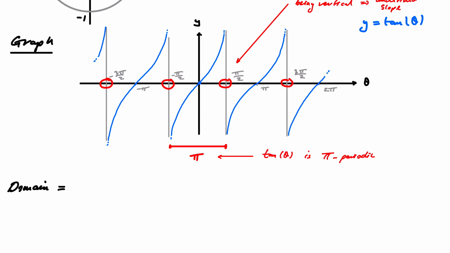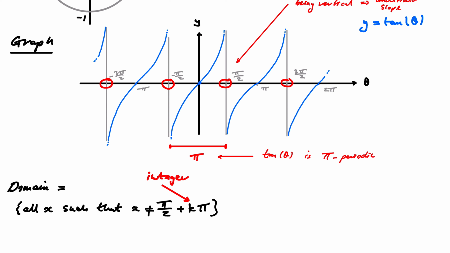So this would be all positions, so all x such that x is not equal to pi over 2 plus k pi. It's a bit of a mouthful, isn't it? So k is an integer. So for example, pi over 2 is just there, plus pi is over here, minus pi is over here, minus 2 pi is over here, plus 2 pi will be over here. So we want to avoid these points.